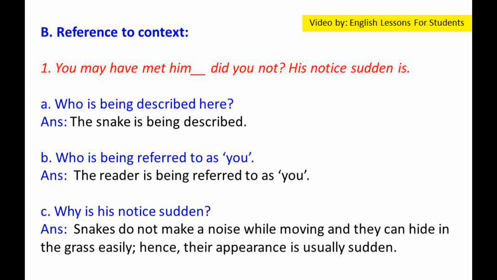B. Reference to context. Read these lines from the poem and then answer the questions. 1. You may have met him. Did you not? His notice sudden is. A. Who is being described here? Answer. The snake is being described here. B. Who is being referred to as you? Answer. The reader is being referred to as you. C. Why is his notice sudden? Answer. Snakes do not make a noise while moving and they can hide in the grass easily. Hence, their appearance is usually sudden.